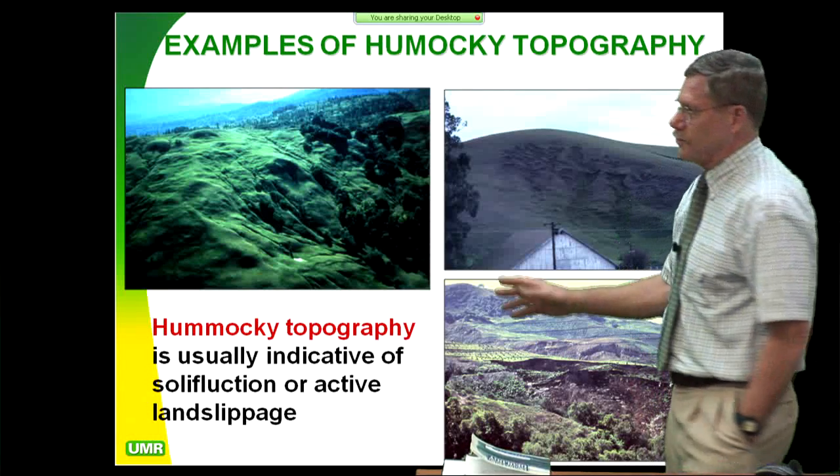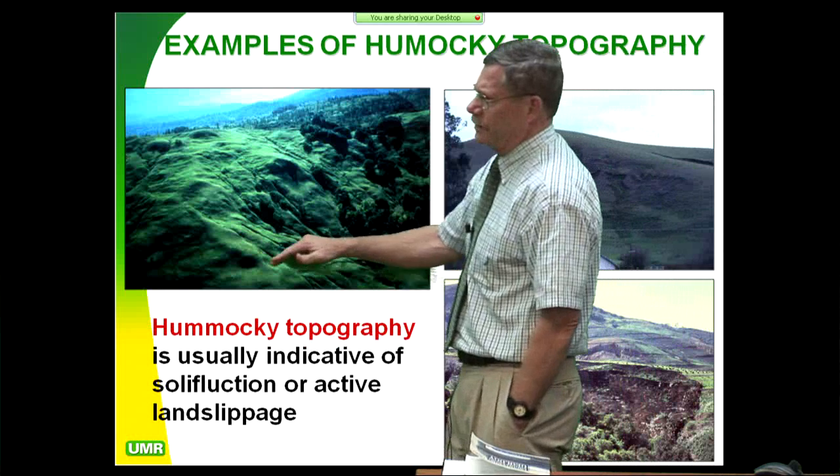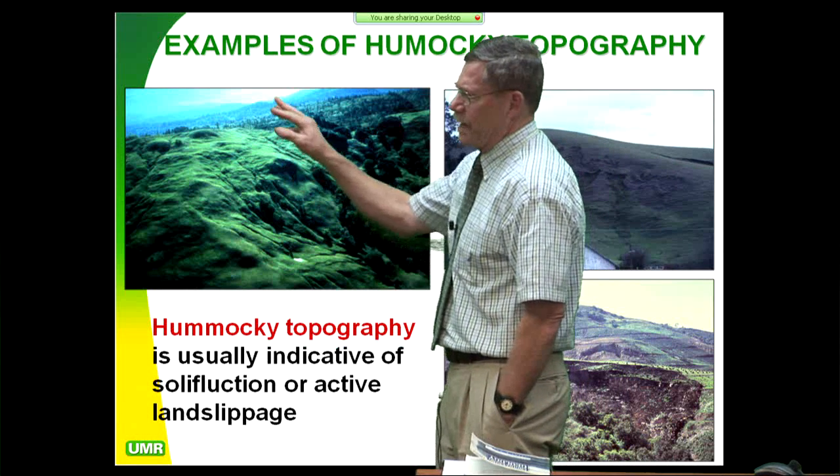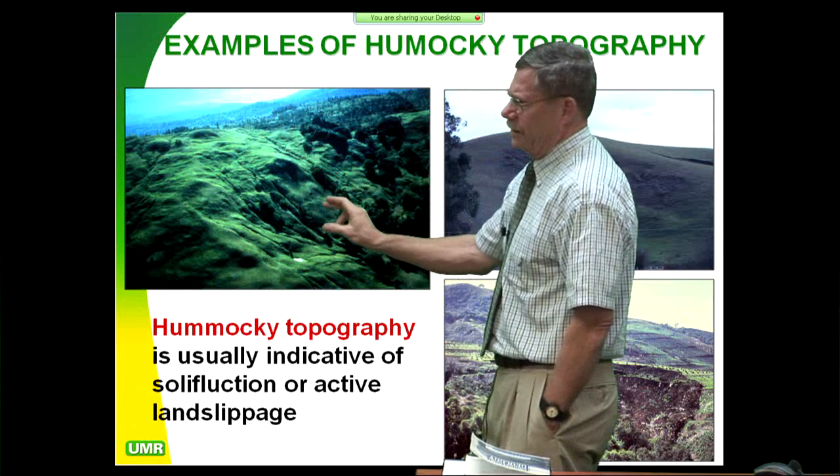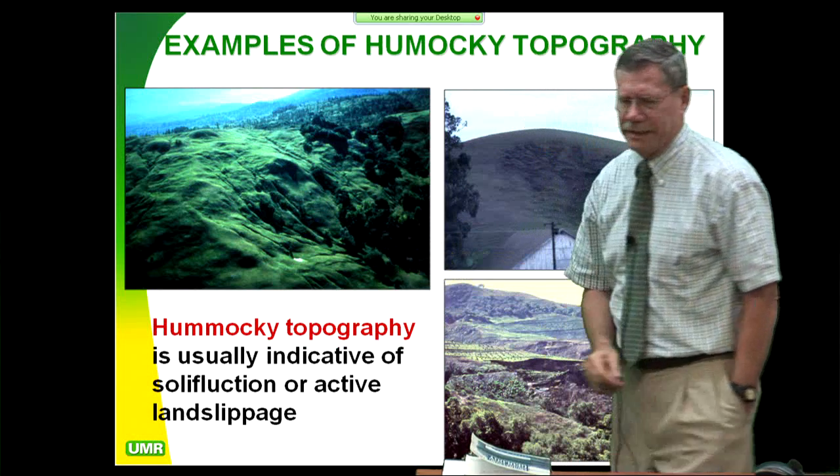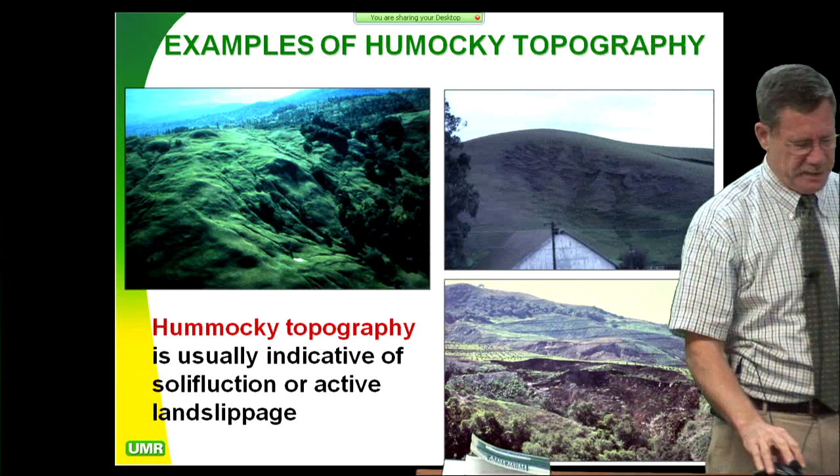You'll also see a deranged drainage. You won't see the beautiful dendritic drainage pattern. You see a lot of parallel and yoke-shaped or Y-shaped drainages. That's very typical of a landslide terrain.